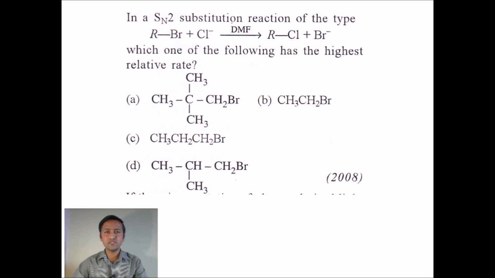In an SN2 substitution reaction of the type RBr plus Cl minus in the presence of DMF gives RCl plus Br minus, which one of the following has the highest relative rate? So we got 4 options there as different alkyl halides, and we need to identify which alkyl halide will undergo this reaction at the highest rate or relative rate.